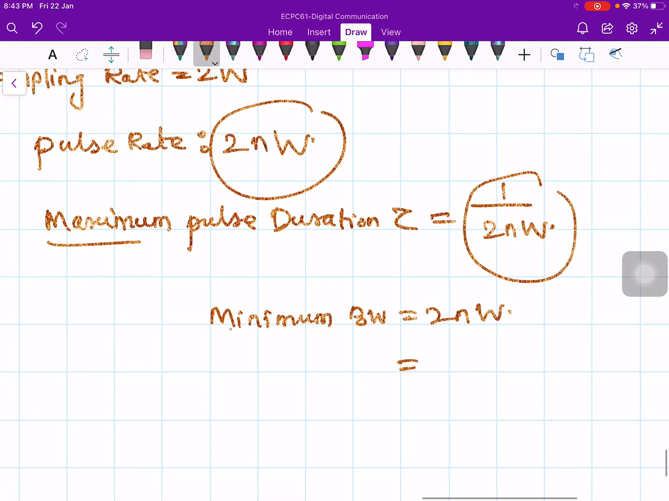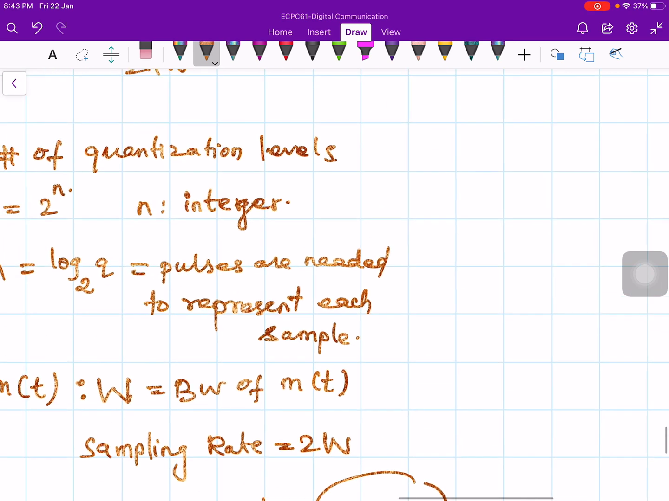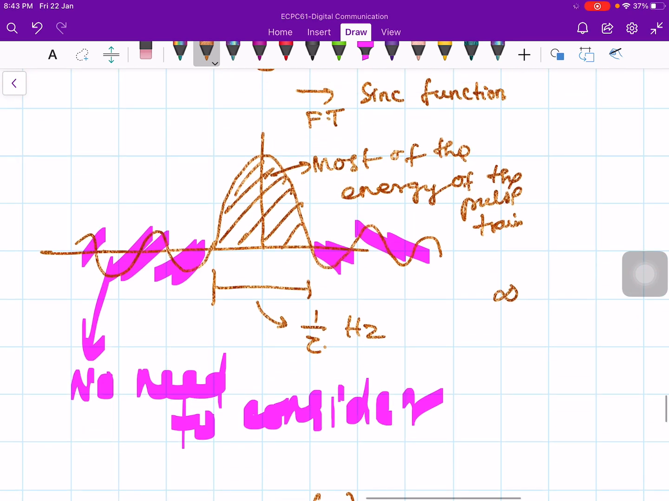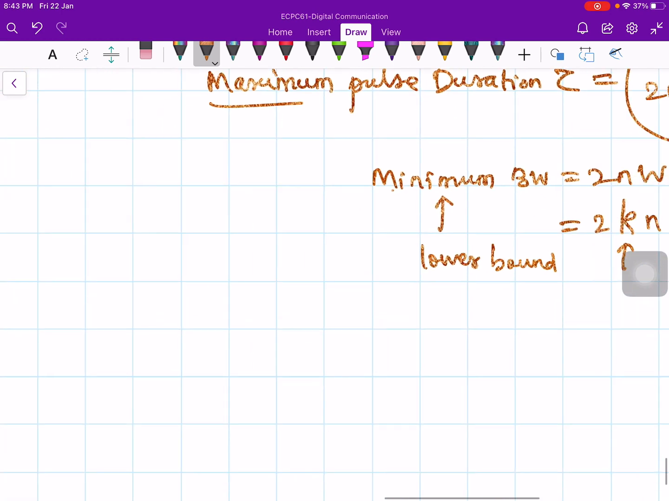Sometimes we write 2 times some constant k times nW, and this is some kind of lower bound. I'll tell you what this k stands for. In our discussion we assumed most of the energy lies in the main lobe. If somebody says, no, I wanted to consider the second side lobe also, then the definition changes. This 1 over tau changes. That is why we included this constant k here.